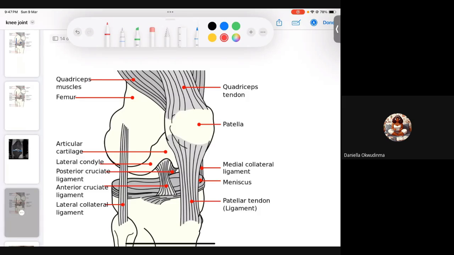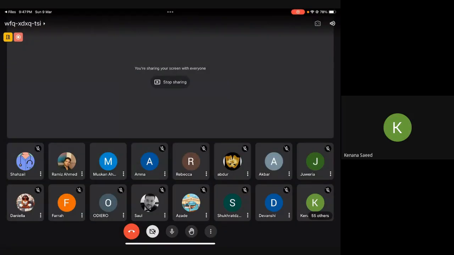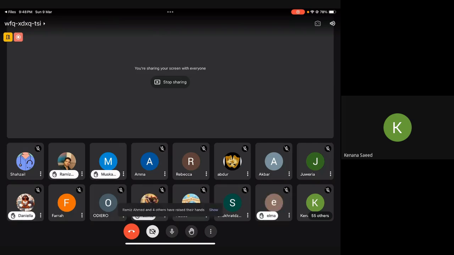Let's discuss the anterior cruciate ligament again. Let me ask you some questions. First of all, tell me what's the function of the anterior cruciate ligament? To inhibit the anterior movement. Okay. Please raise your hands. Dr. Amna, can you please tell me what's the function of the anterior cruciate ligament? Yes, it limits the movement of the tibia anteriorly.